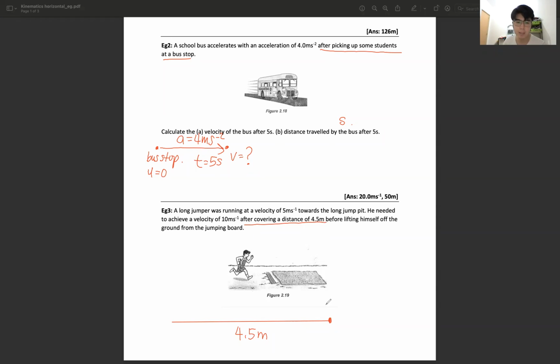So that means the speed here is 10. And he was running at first, right? He was running at first at 5. That means that is your initial 5 meter per second. And here is what he wants to achieve. So the speed that he wants to achieve, we will use it as our final speed, v. This is our initial speed, u, and this is our distance, s.